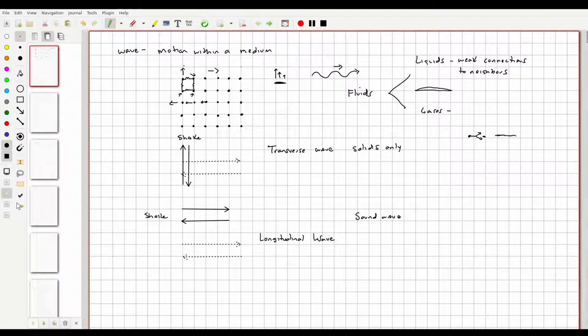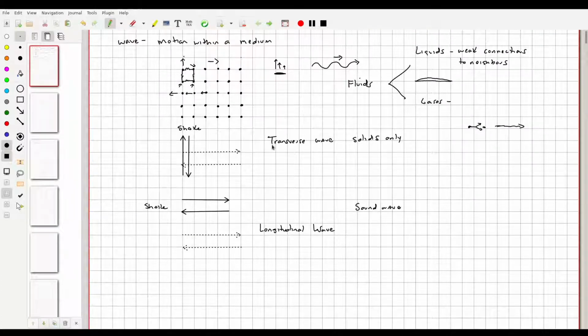And what that does is to allow that shake to travel. That's the reason why sound waves can travel through air, and they can also travel through solids and liquids as well. So, the two most popular waves, like I said, the two that we're going to be talking about in this class, are transverse waves and longitudinal waves.